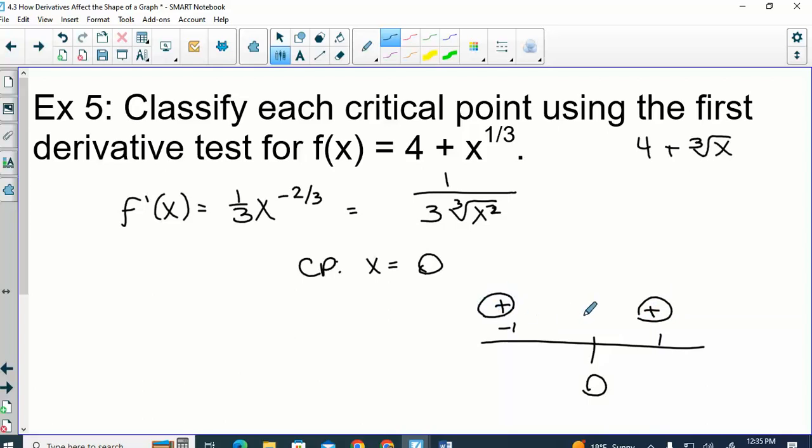So what does that tell me? This is increasing, and even though I have a critical point, it's still increasing. So it's always increasing, so do we have any maxes or mins? No. So I told you, don't just assume that these signs always alternate. They don't. Sometimes we can get the same sign twice.